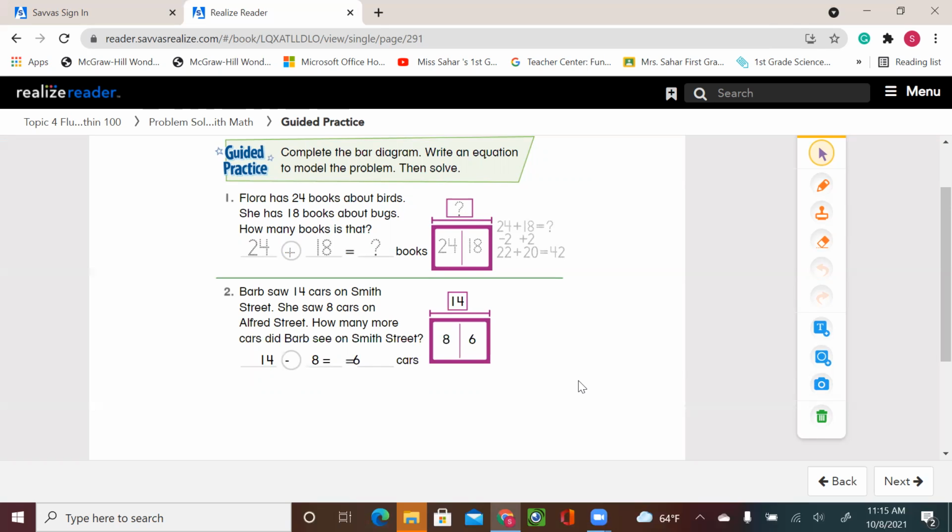For this equation, I didn't need to add two addends, because I know that she saw a certain number of cars in one place, which is the 14 cars on Smith Street. And then she saw 8 cars on Alfred. She wanted to know how many more she saw on Smith Street than Alfred Street. So in this equation, I need to subtract. So in the bar diagram, when I know that she saw all 14 and we know one part, we're looking for the second part. I know that subtraction is the right way to solve my problem.